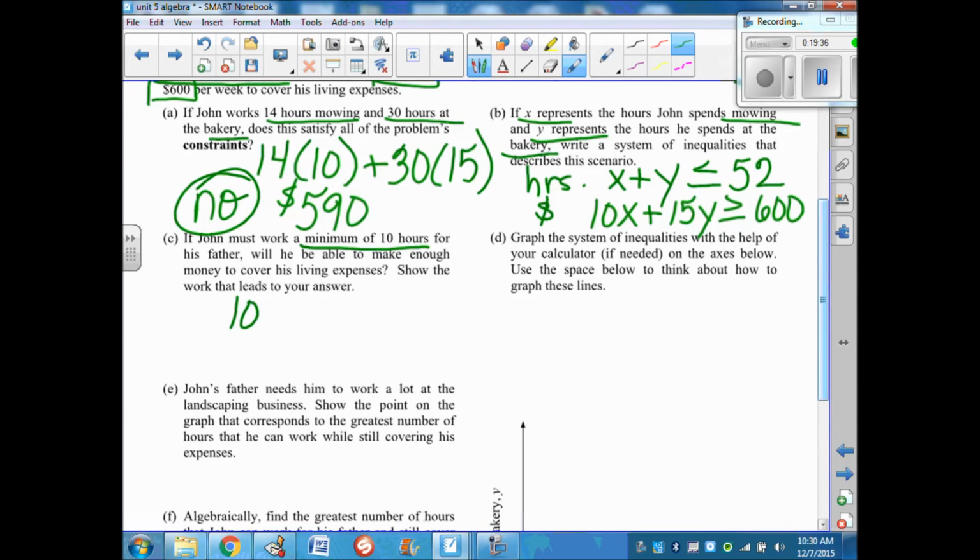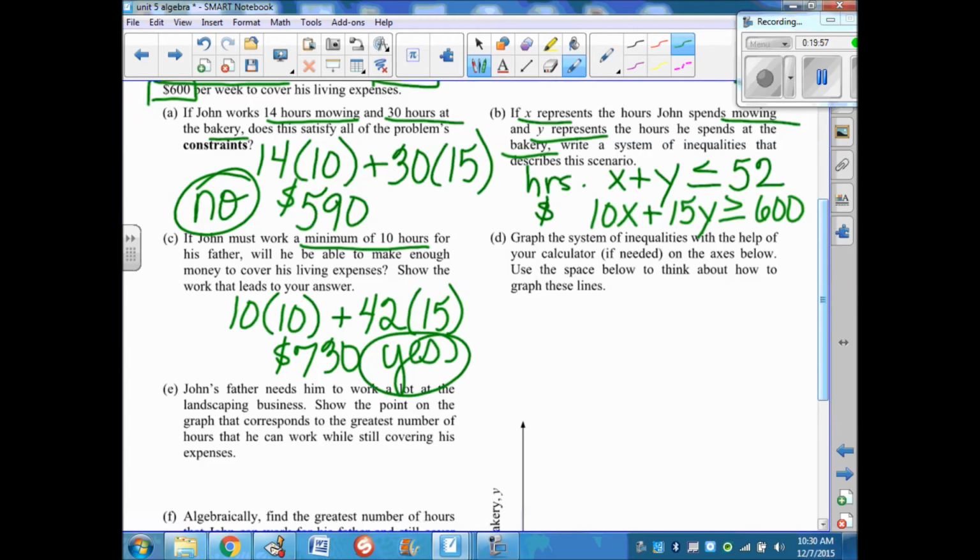So 10 hours at $10 an hour. So that would leave, he could work potentially 42 hours at the bakery at $15 an hour, and if you do all that calculation, he ends up with $730. So yes, that would work for him.